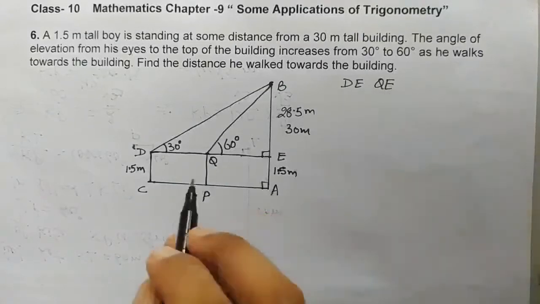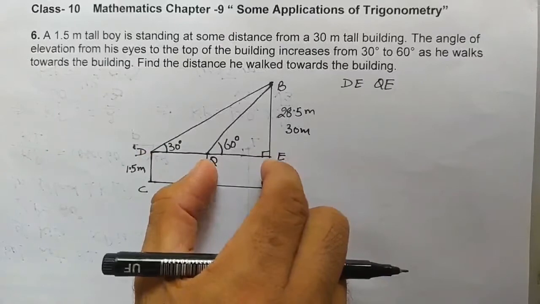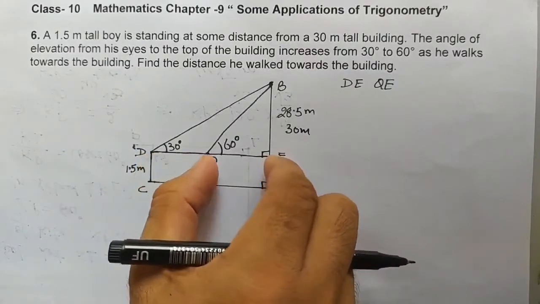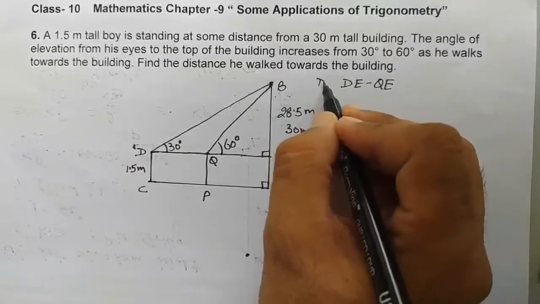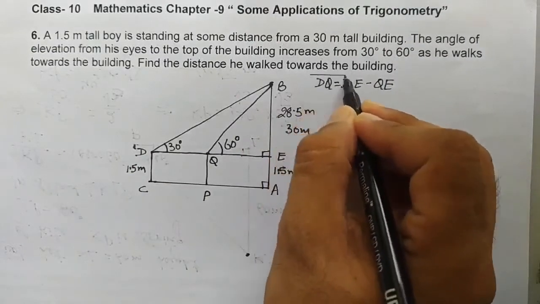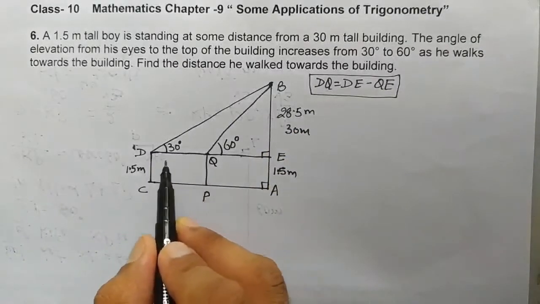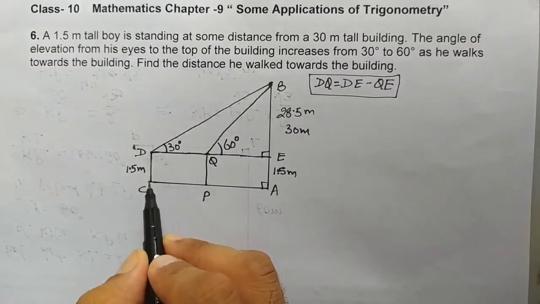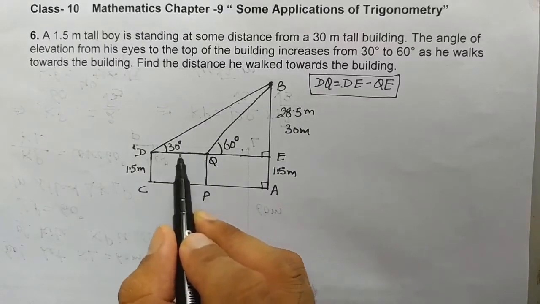So now if I minus these two, DE minus QE, what is left? DQ only. So we'll minus these and we get DQ. So this way we will find the distance traveled by the boy. DQ is the distance traveled by the boy, because the boy was initially here and later on he was here. So DQ is the distance traveled by the boy.